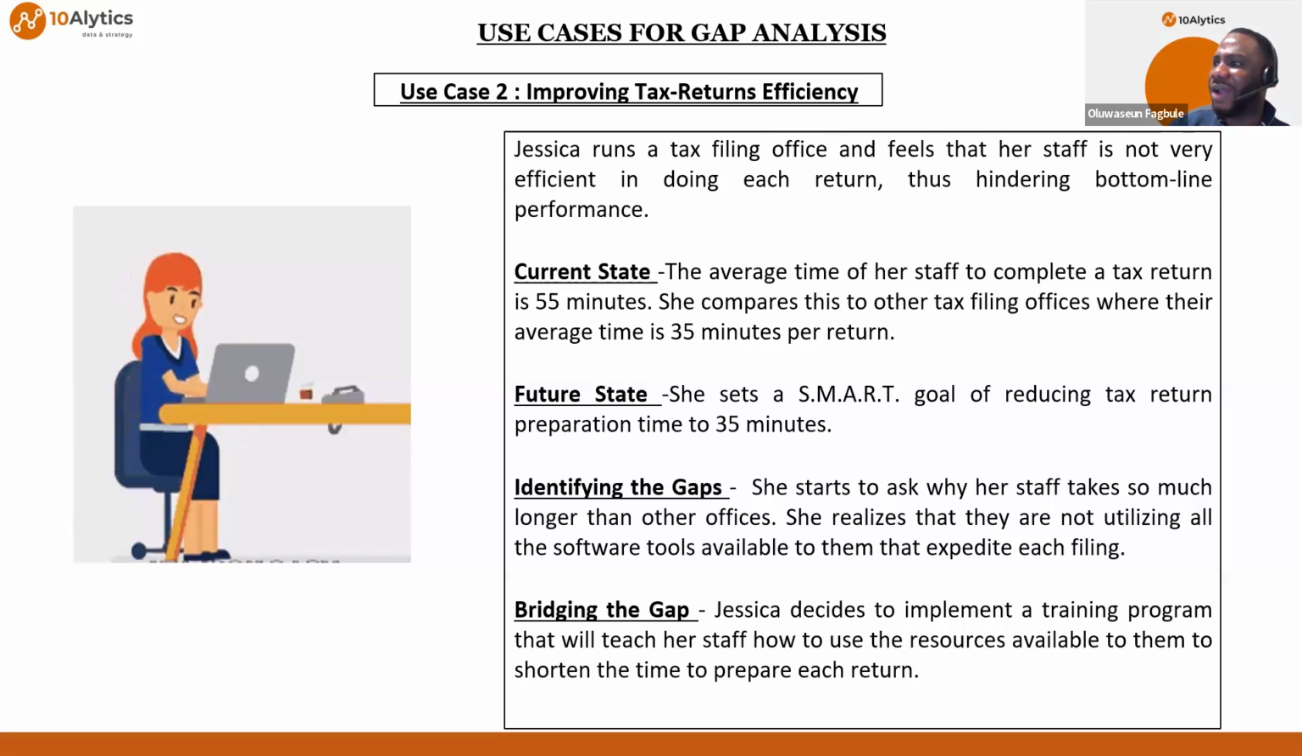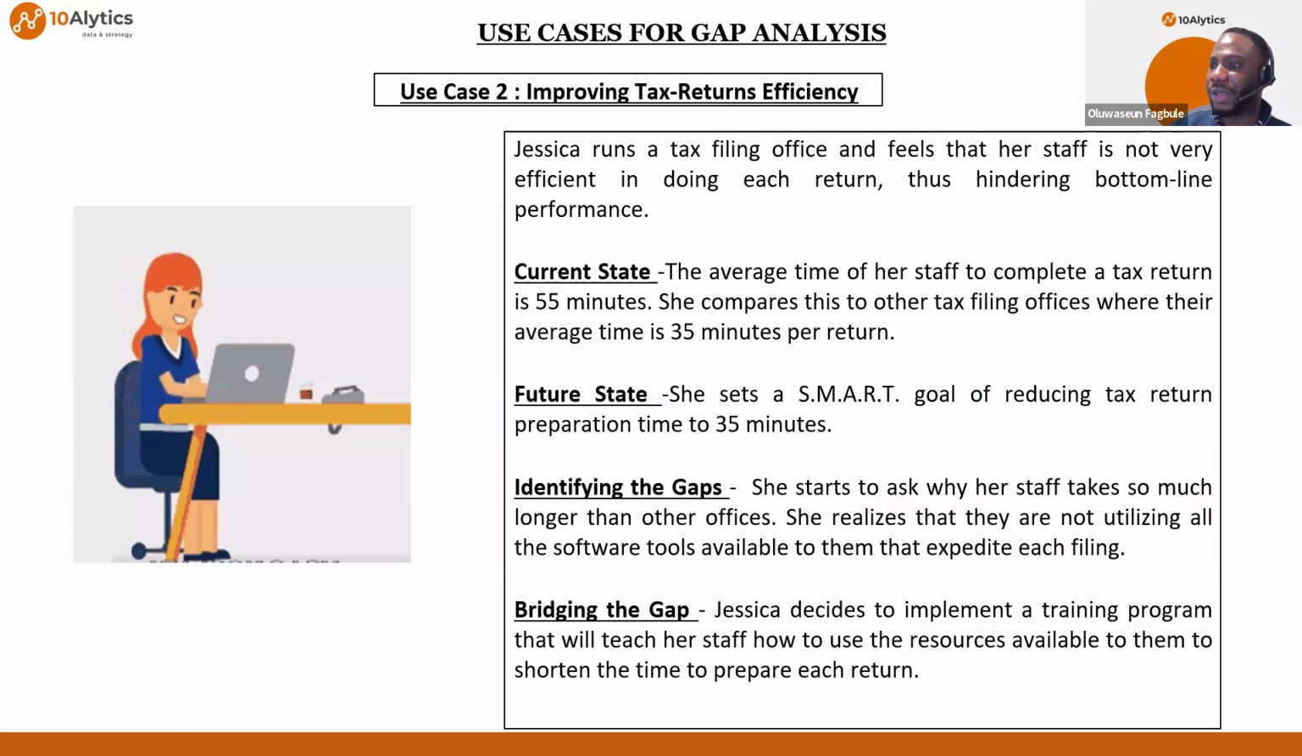So the average time it takes our staff to complete a tax return is 55 minutes, right? And then she compares this to other tax filing offices and she sees that the time it takes them is about 35 minutes per return. And the future state where she would like to be ideally is to be completing tax returns in 35 minutes. So she sets a SMART goal. We're all familiar with SMART goals. They should be specific, measurable, achievable, realistic, time-bound. She set a SMART goal of reducing tax return preparation time to 35 minutes, right?